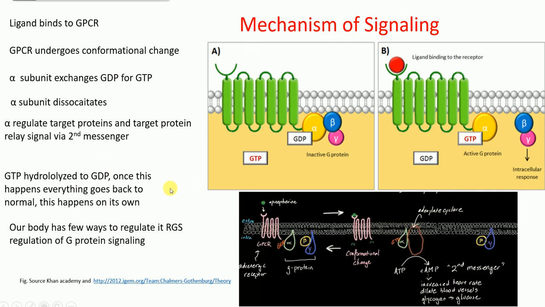Now my question to you is: why is cAMP called a second messenger? Why is this cyclic adenosine monophosphate called a second messenger?